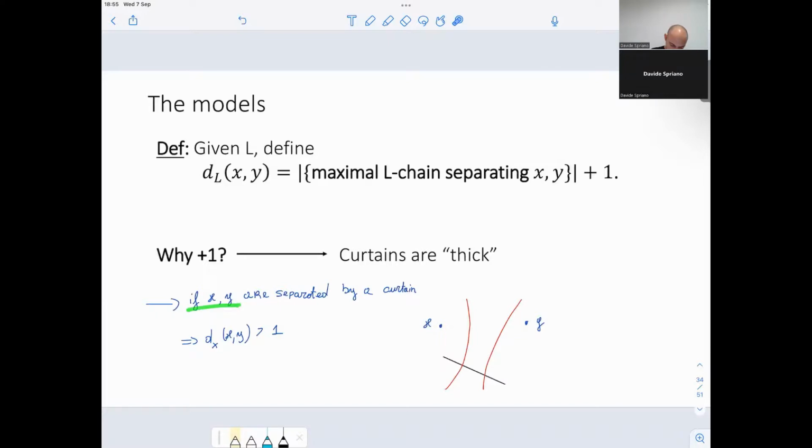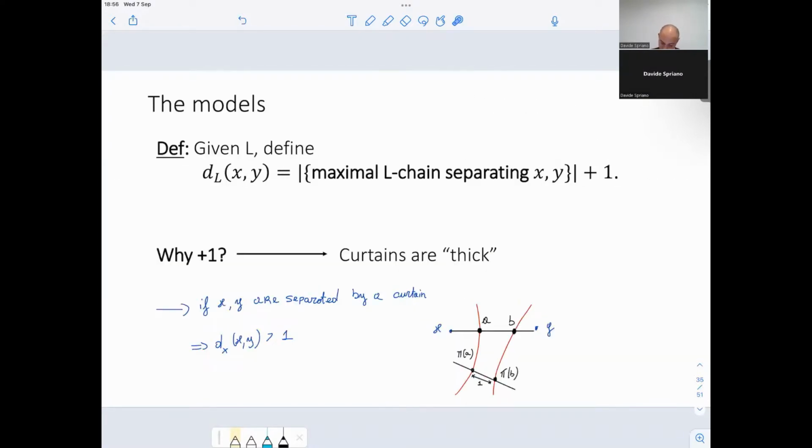So what does it mean? It means that if I have x and y that are separated by a curtain, then their distance in the original CAT(0) space is at least 1. Why? Picture: this is x, this is y, this is a curtain with a pole that separates them. Then take any geodesic connecting x and y, the first point that enters the curtain and the last point that enters the curtain, and take the closest point projection of the geodesic. Since poles have length 1, the projections of those two points have distance 1. And since closest point projection does not increase distances, this segment will have length at least 1, and so the distance between x and y is at least 1. Okay, so curtains are thick.